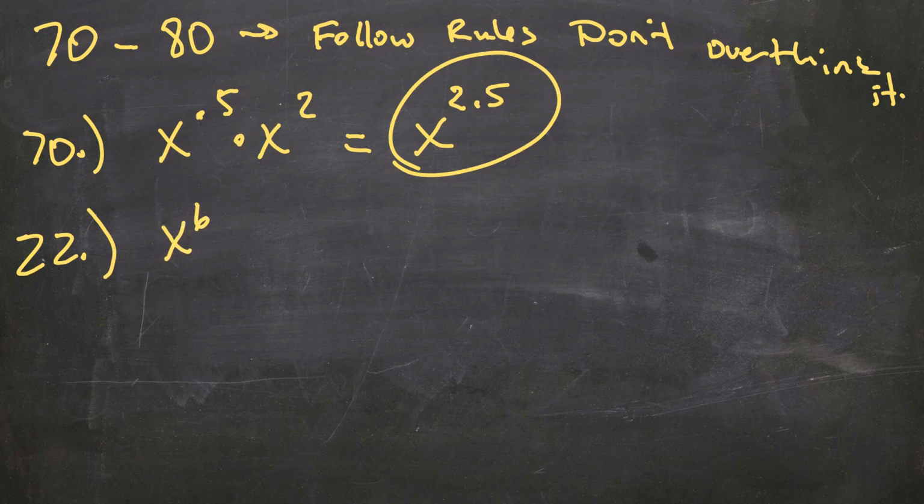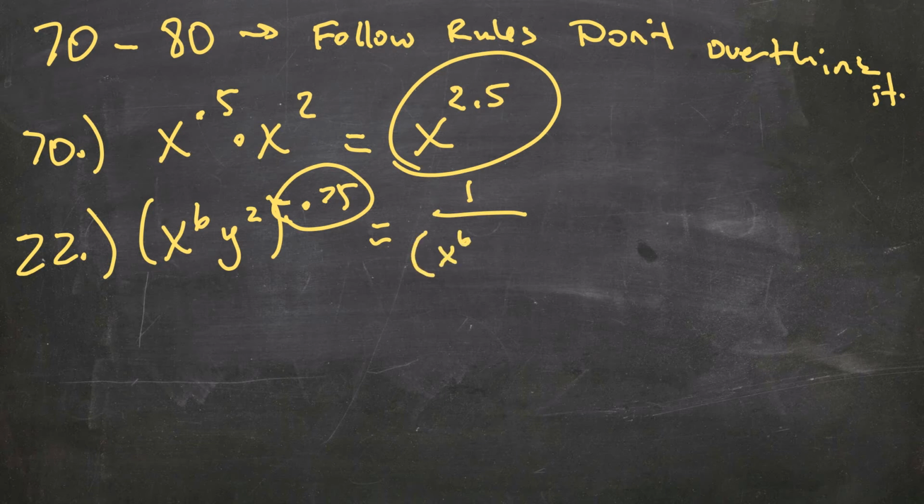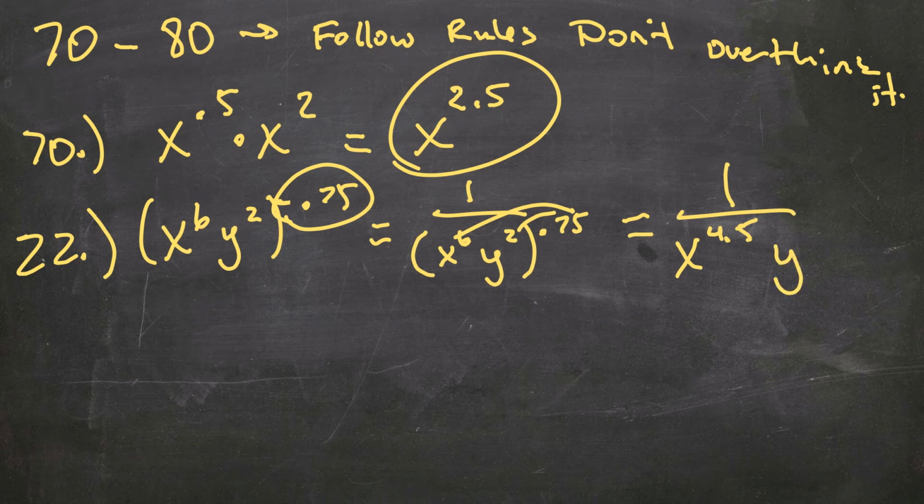72. x to the 6th, y squared, all to the negative 0.75. That negative exponent means I move it downstairs. So I have x to the 6th, y squared to the 0.75 positive now, which gives me 1 over, and I multiply 0.75 by both exponents, so I get x to the 4.5, y to the 1.5.